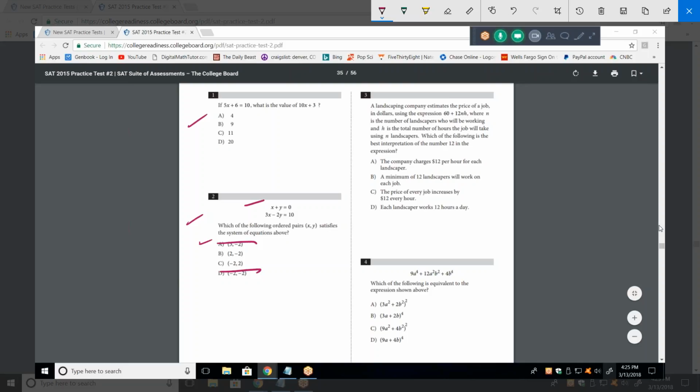Now, both of these fit the first equation. The question is, which ones fit the second equation? Well, 3 times 2 is 6. -2 times -2, which is -4. That's equal to 10. There's the answer. Don't even look at C. Once you find one that works, in other words, this answer B works for both equations.